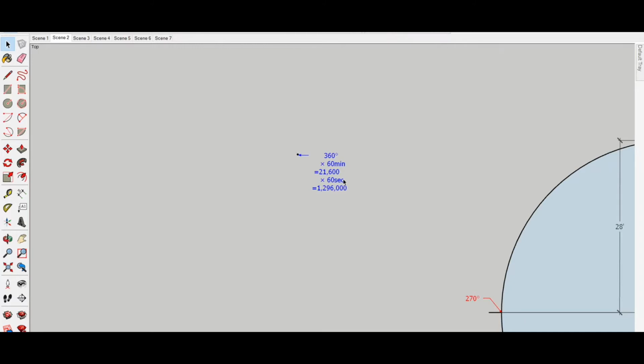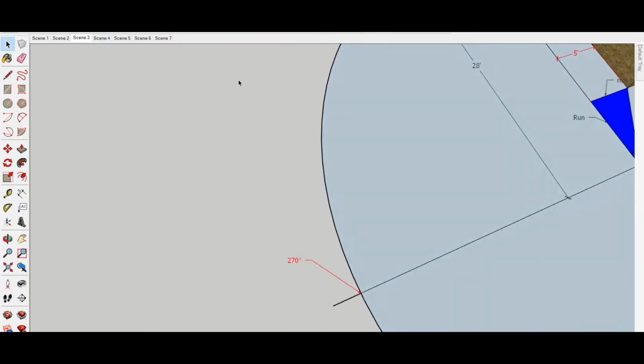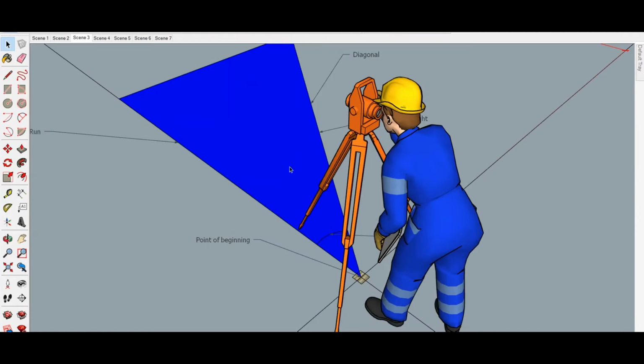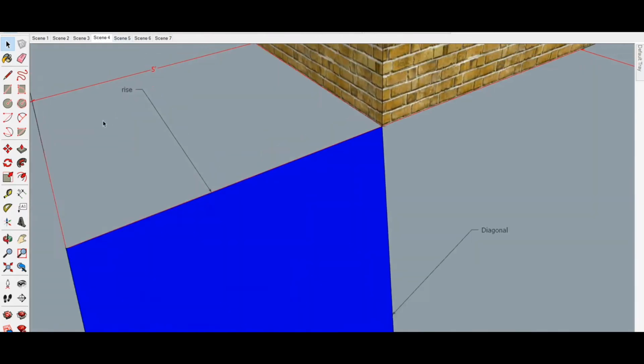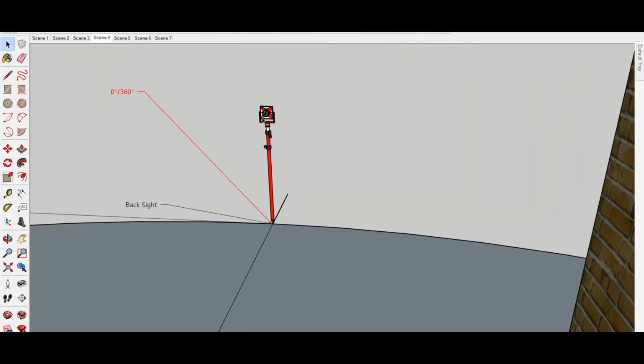If I go a little further and multiply that by 60 seconds, with 60 seconds in between each minute, I end up with 1,296,000 individual lines of sight. We have increased the accuracy immensely there. So when I set up in the beginning, I would set up my instrument over a point of beginning, plumbing it up over that, and then I would shoot down along my control line and zero out my instrument on the backside.